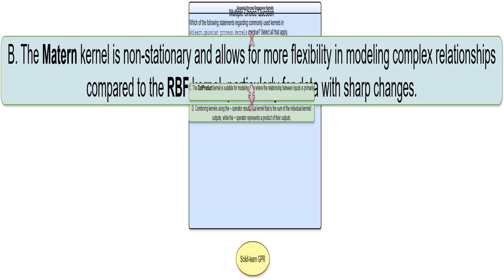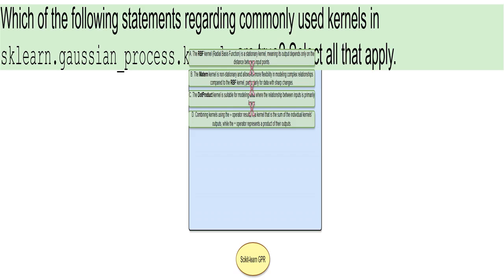This statement is incorrect. I want you to note that the Matern kernel is stationary, not non-stationary. It offers flexibility through its parameter but remains stationary. This means that it doesn't change its properties based on the location of the inputs. The RBF kernel is stationary, which means it depends only on the distance between data points. Think of a circle. The further you get from the center, the smaller the value.